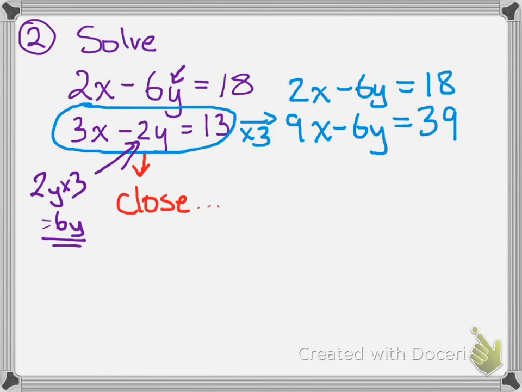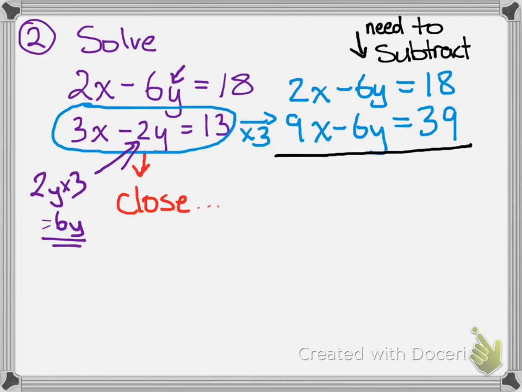So if I just copy that top equation, so we have everything lined up, now we need these 6y and 6y to cancel out. And we need to subtract them, because negative 6y plus negative 6y is negative 12y, and that's no good. So if we subtract them, it'll be negative 6 minus negative 6, which is going to be 0. So we're going to subtract. 2 minus 9 is negative 7x. The y's cancel out. And 18 minus 39 is negative 21.